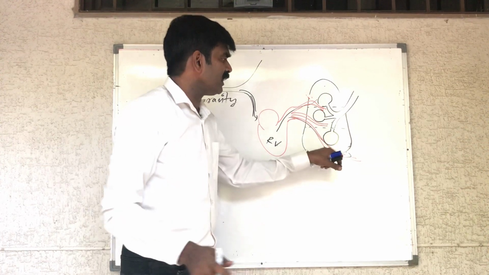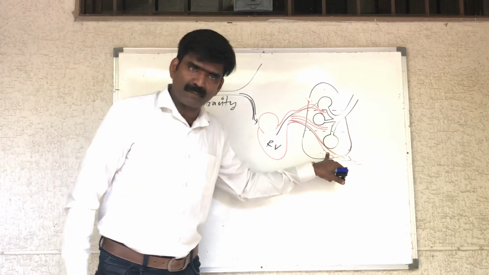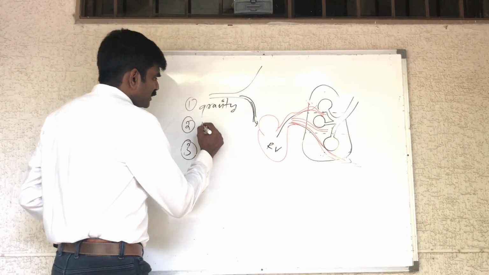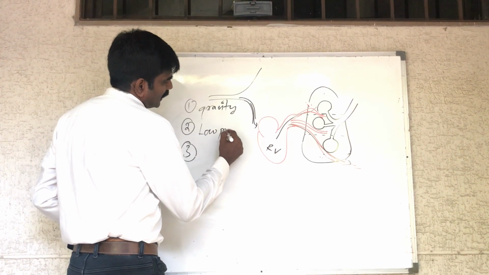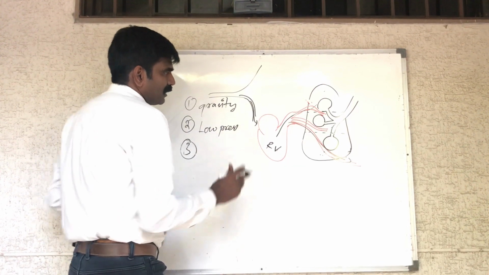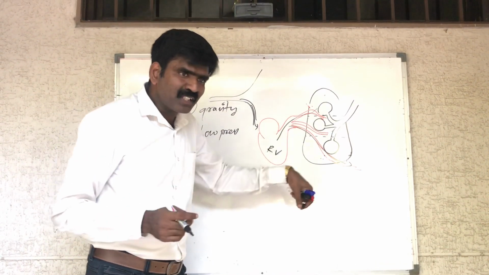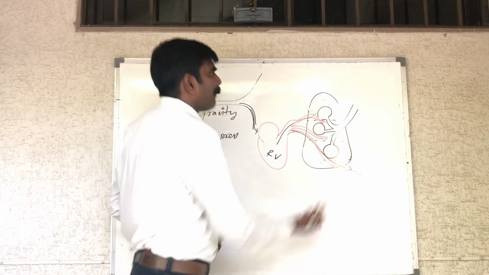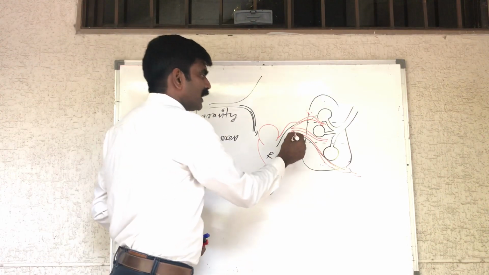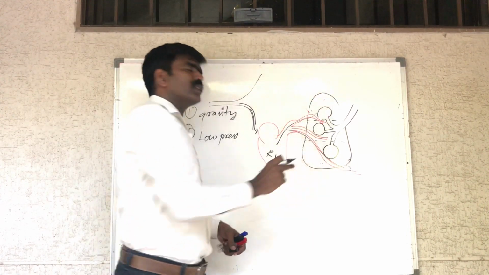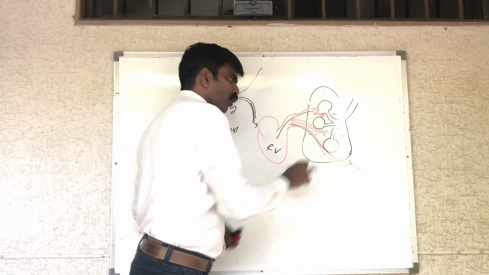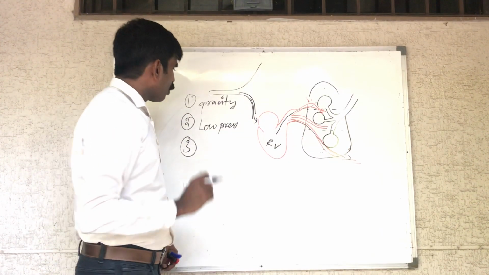Because of gravity, the lower zone receives more perfusion. Second is pressure, low pressure, which we already discussed. That is, the pressure is very less, so because of this, it cannot go up against gravity. That is the reason why the upper zone is receiving less blood perfusion and the lower zone is receiving more blood.